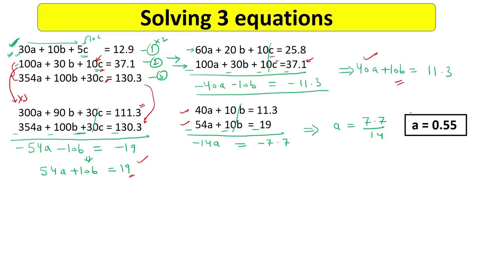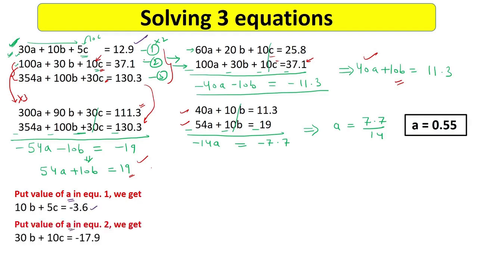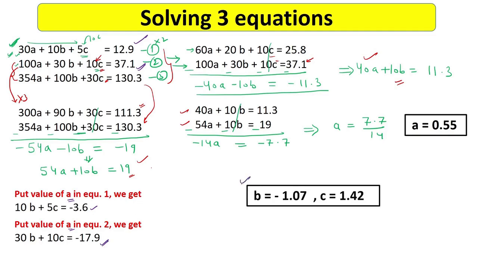Now, as you know, we can put the value of a in any of these three equations. Let's say we put the value of a in equation number 1, so we got this. Similarly, we put the value of a in equation number 2, so we got this equation. Now we can solve these two equations and easily find the values of b and c. So we got the values of b and c. This was just the basic mathematics that you studied in your maths classes. Finally we have got the values of the unknowns or constants a, b and c.